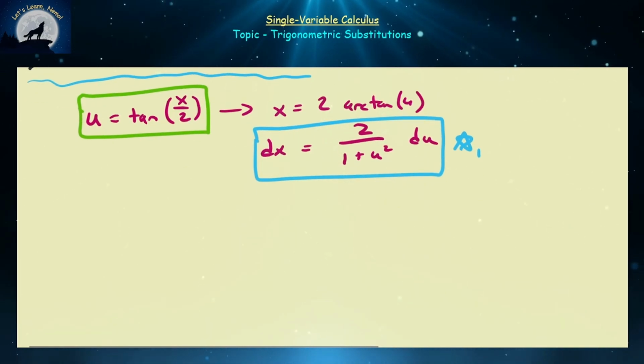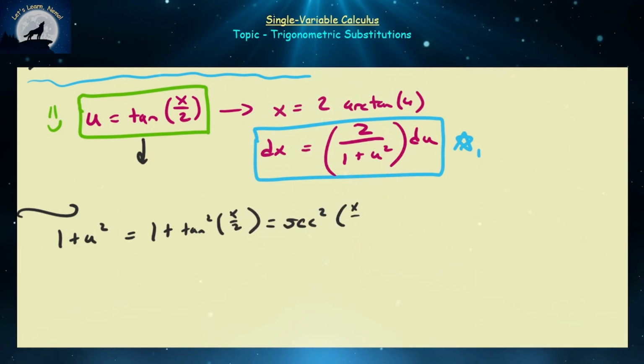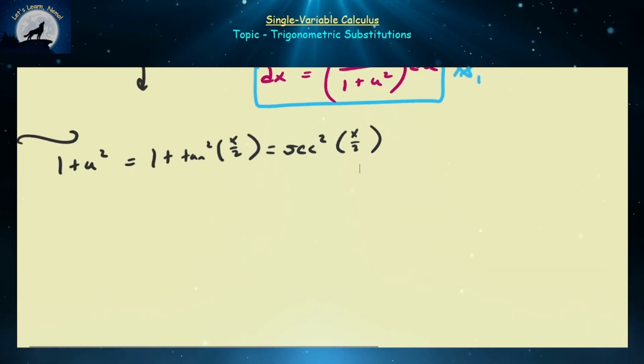So if I choose u to be tangent of x over 2, dx will always be equal to 2 divided by 1 plus u squared du. Keep this formula in the back of your mind. This is going to come in handy later. Also, 1 plus u squared, if we use this value of u in this expression, is just going to be equal to 1 plus the tangent squared of x over 2, which is the same thing as the secant squared of x over 2 as well. So keep this identity in the back of your mind as well.